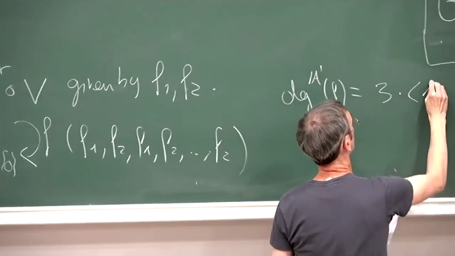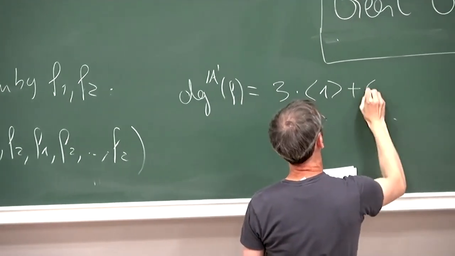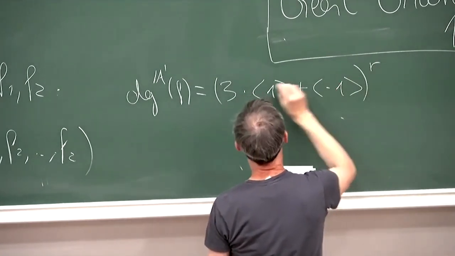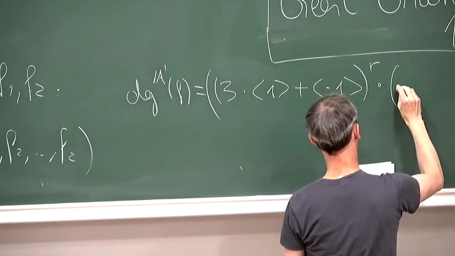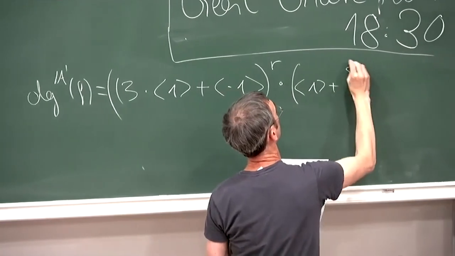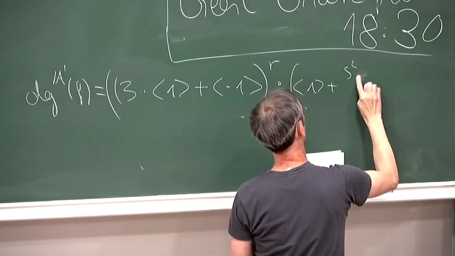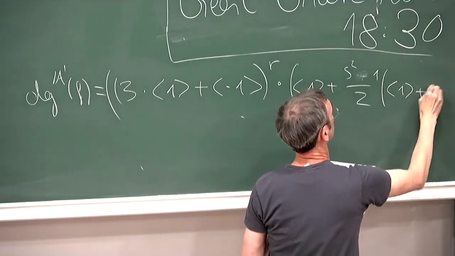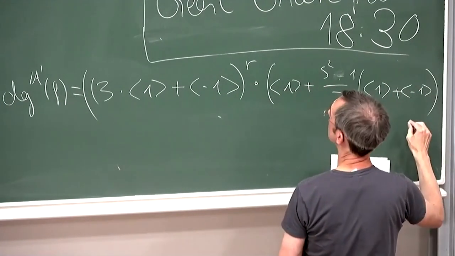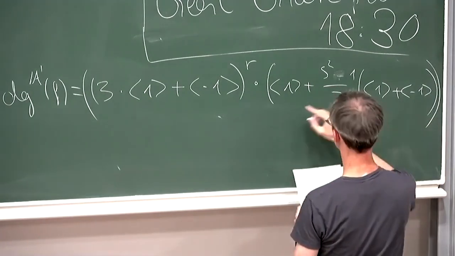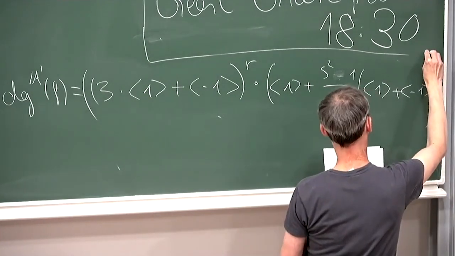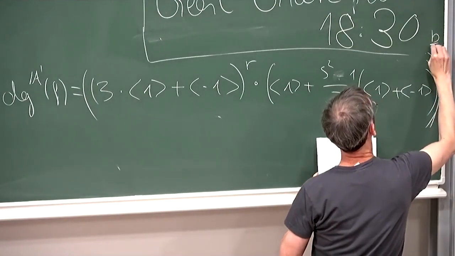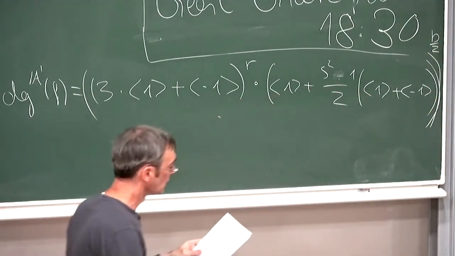It's 3 times 1 plus minus 1. So this here to the R, this is multiplied with 1 plus S squared minus 1 half. And then again, the hyperbolic plane. What do I have to do now? Yeah. And so this is b to the half power of that.